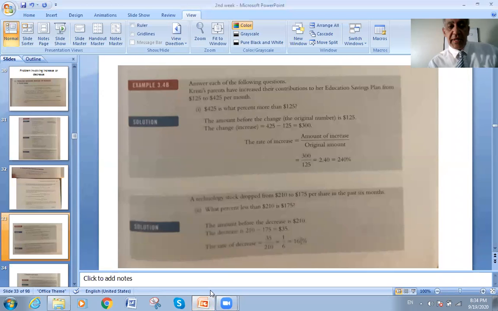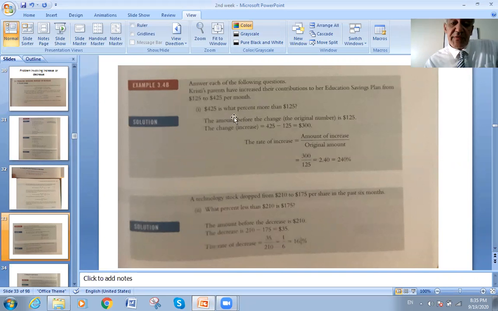So here I have on the slide on page 33, an example for you. It's the same one. I just want you to solve number 1 and solve number 2. They are saying the same idea, which I just demonstrated.